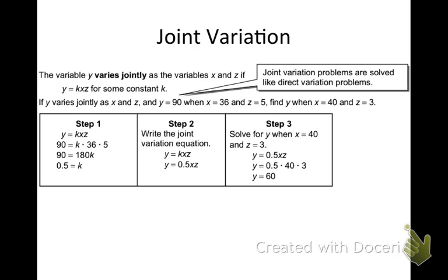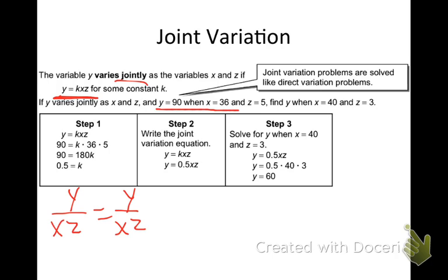Joint variation. The variable y varies jointly as the variables x and z. What this means is I now have y equals kxz. Or really, varies jointly means y over xz equals y over xz. The only difference between varying directly and varying jointly is the z goes along with the x. So once you solve, it's all the same.